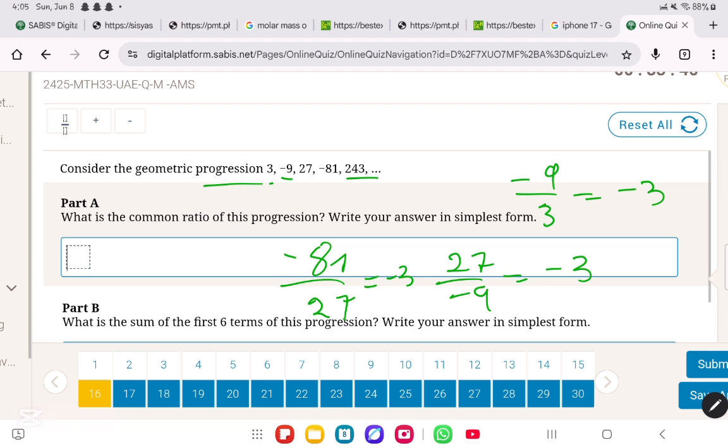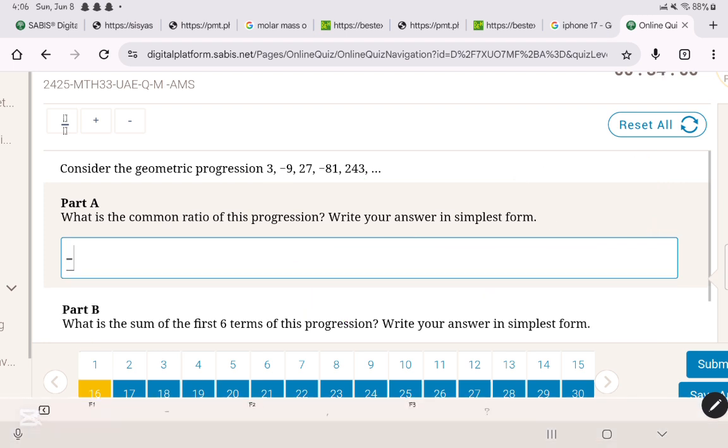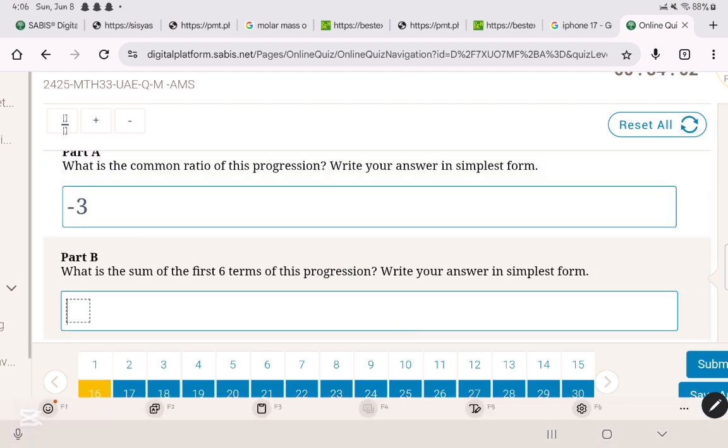Okay? And if they give you the same ratio after dividing, then that means this is the common ratio, which is minus 3. Now, what is the sum of the first 6 terms of the progression?